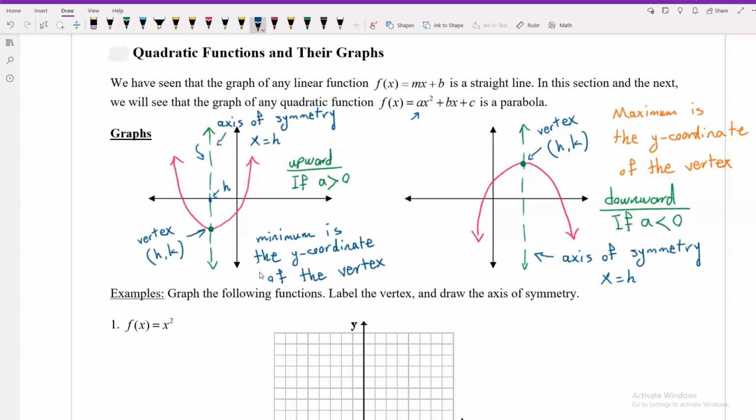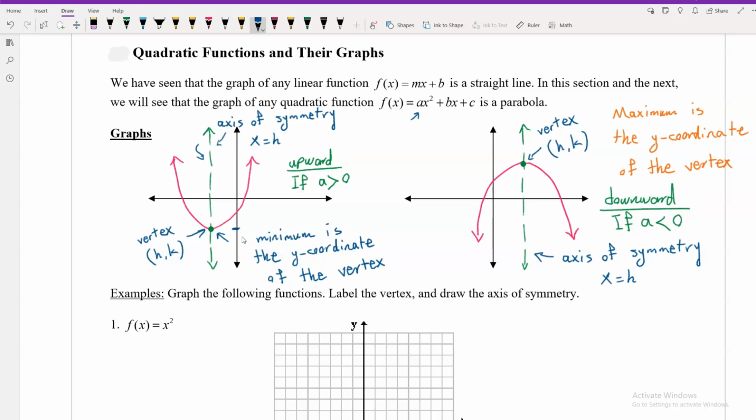So x equal to h, that is the axis of symmetry, and the vertex is this point, and that is h comma k. And the minimum is the y coordinate of the vertex. So that is the minimum. And we have to find what y is. So here is what we have on the y-axis.